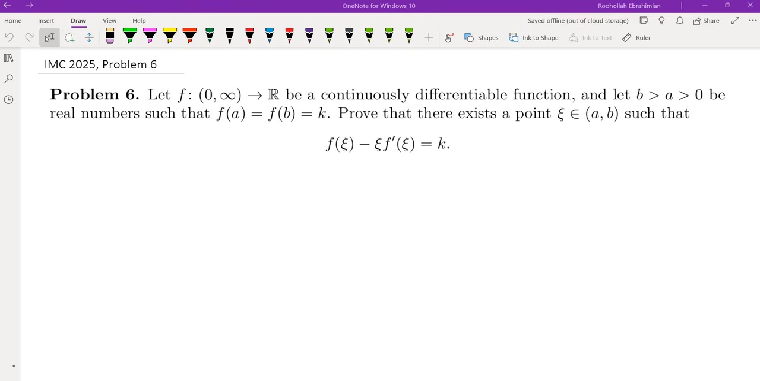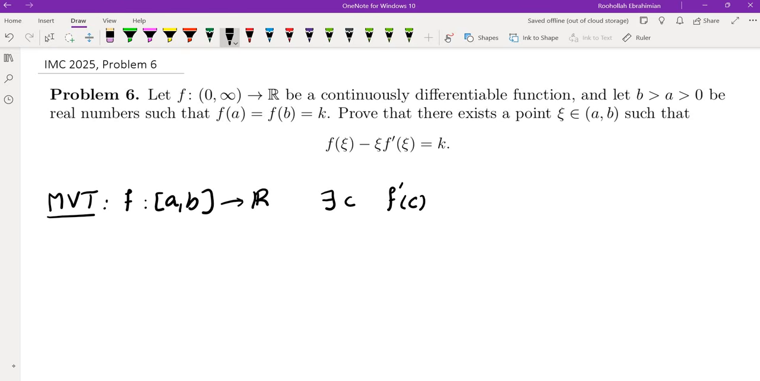Okay, so this looks like Rolle's theorem or the mean value theorem. So what is the mean value theorem? The mean value theorem tells us that if your function from a, b to R is differentiable and continuous over the closed interval, then there is some c such that f prime of c is equal to f of b minus f of a over b minus a.